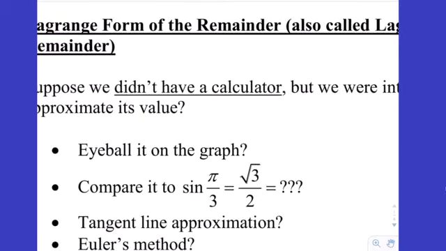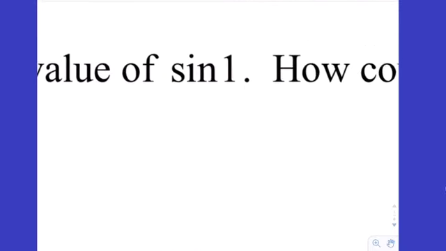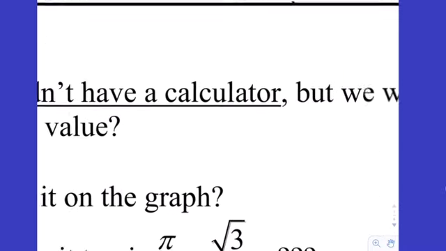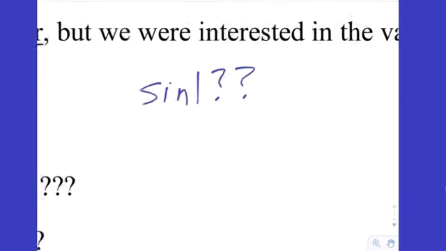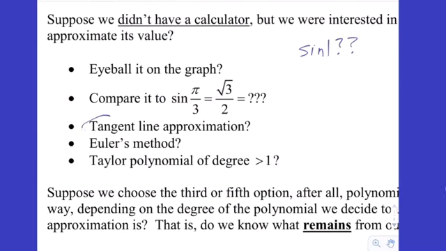All right, so suppose you didn't have a calculator, hypothetically, but we were interested in the value of sine of 1. How could we approximate the value of sine of 1? Methods that we've learned, or maybe other methods. How can we do it? Yeah, we could do a linear approximation. That would be first degree. Let's see if I have that tangent line approximation. Right, that could be one of them.